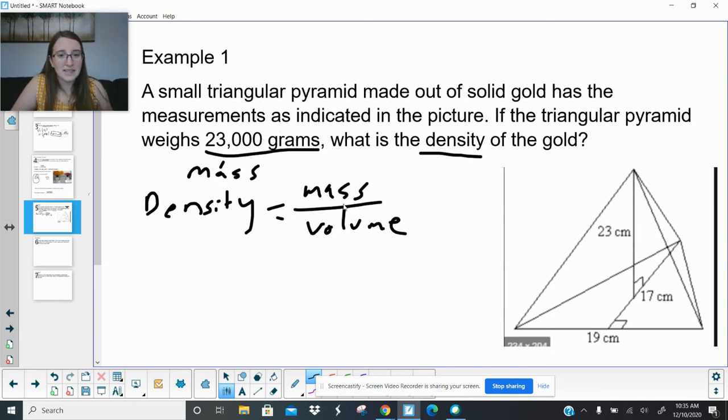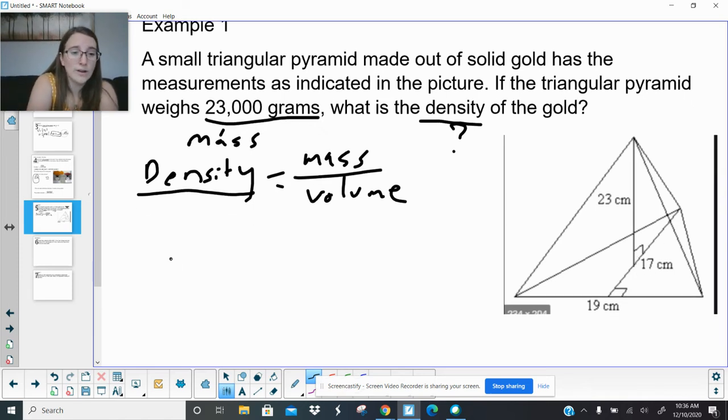What that means is we need to know the volume in order to get the density, right? This is our end goal. We want to know what density equals. We know it's mass. Based on the measurements here, we're going to have to get the volume. So I want you to try it. This is the volume of a triangular pyramid. Look back to your formulas, find the volume of that pyramid.